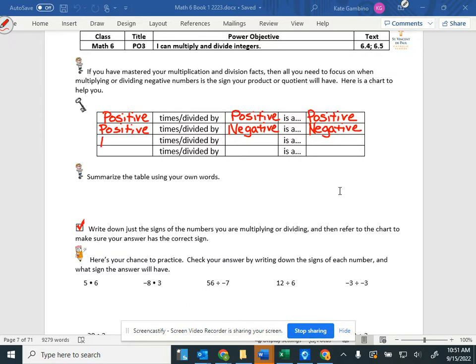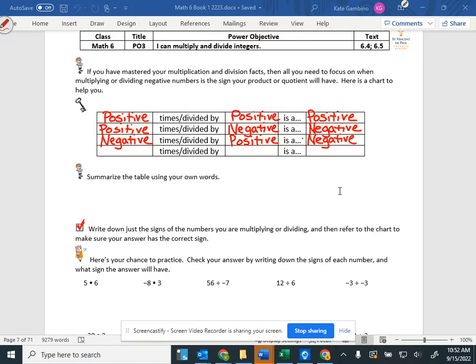If we have a negative integer and we multiply or divide by a positive integer, what do you think our answer will be, James? Positive. Good guess. Let's try again. Oh, negative. It's going to be negative because we have one negative and one positive. Here we had a positive and a negative. Here we have a negative and a positive. Our answers will be negative because we have unlike terms.